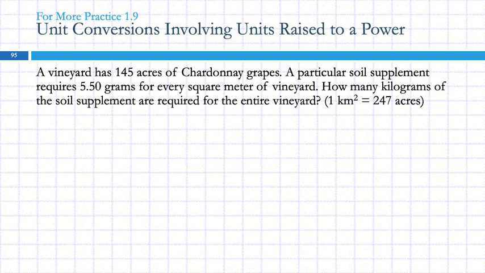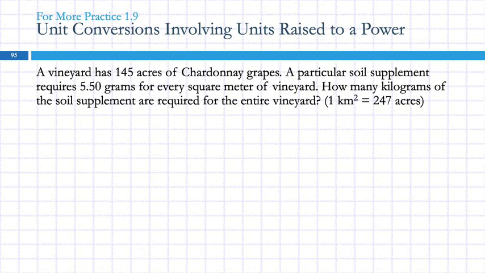A vineyard has 145 acres of Chardonnay grapes. I mean, do we care that they're Chardonnay grapes? No, we don't. A particular soil supplement requires 5.5 grams for every square meter of vineyard. How many kilograms of the soil supplement are required for the entire vineyard? Now, does that sound like an actual real world kind of problem? It does, right? Unit conversions like this are useful in everyday life.